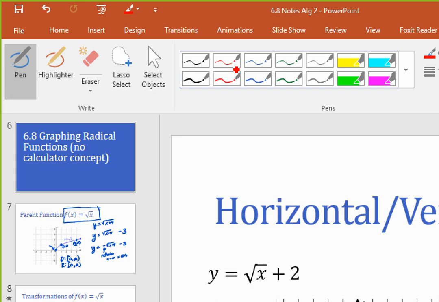Now tacking on this plus 2, all I know is that's changing my y values. My y values are now going to be up 2 units. So instead of 0, 0, it's going to be 0, 2. Instead of 1, 1, it's going to be 1, 3. Instead of 4, 2, it's going to be 4, 4. So now I have 0, 2, I have 1, 3, and I have 4, 4. So now this is that new function, square root of x plus 2.